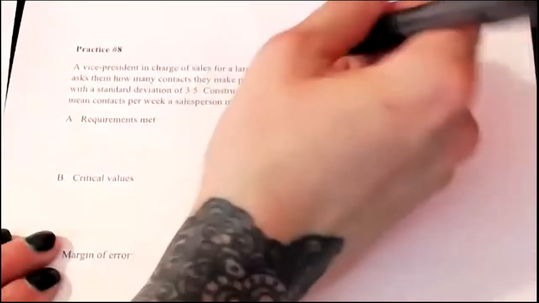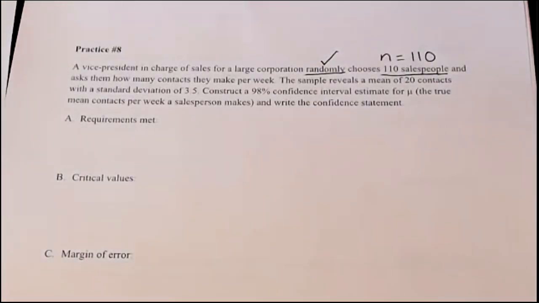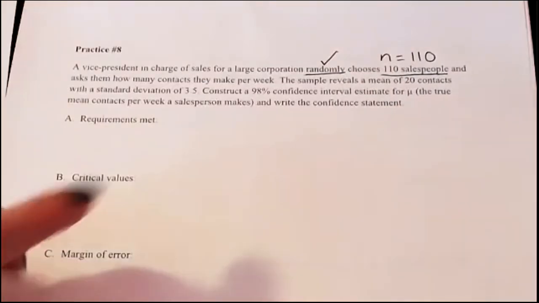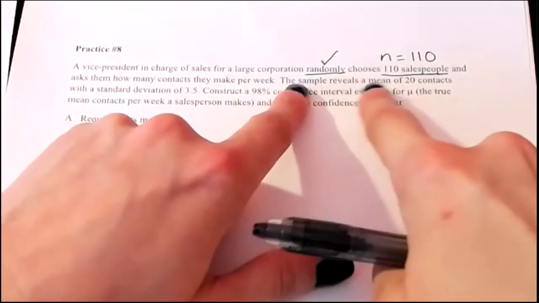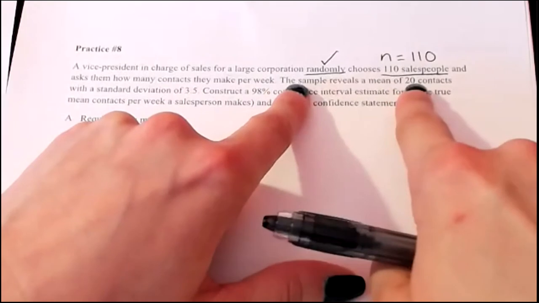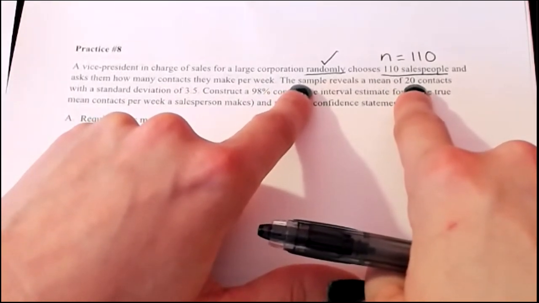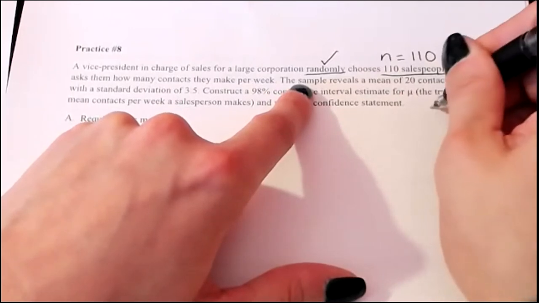I also want you to notice that it says randomly chosen. Randomly chooses 110 salespeople and asks them how many contacts they make per week. The sample reveals a mean of 20 contacts. What notation would this represent? x bar. Yes, x bar.